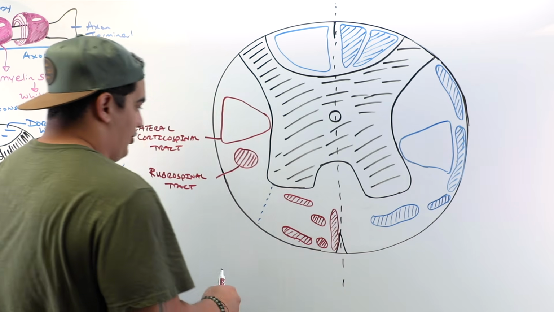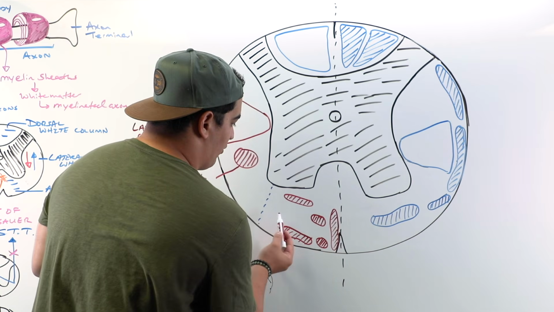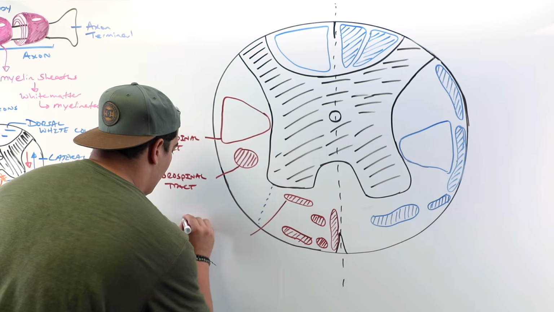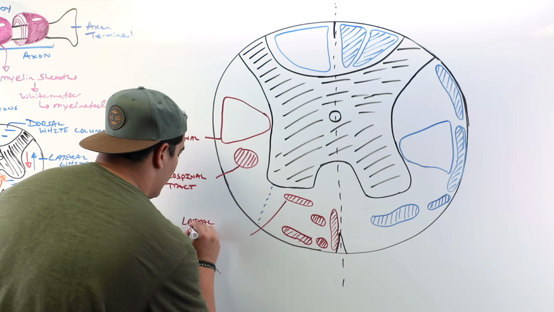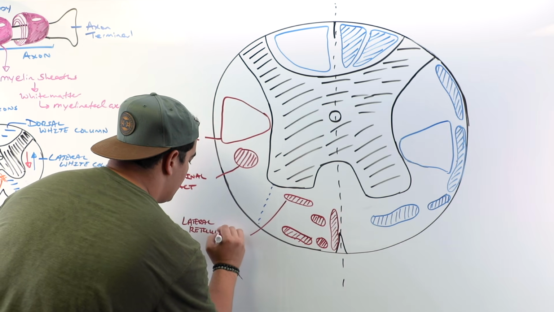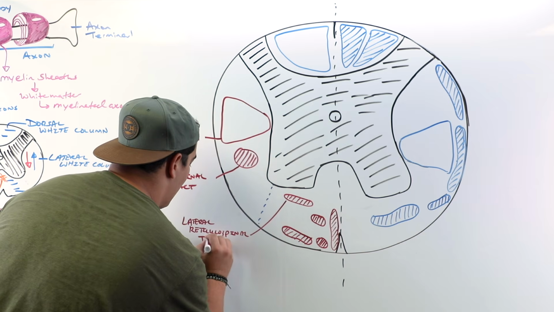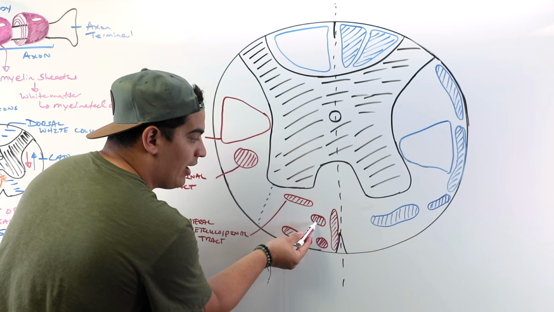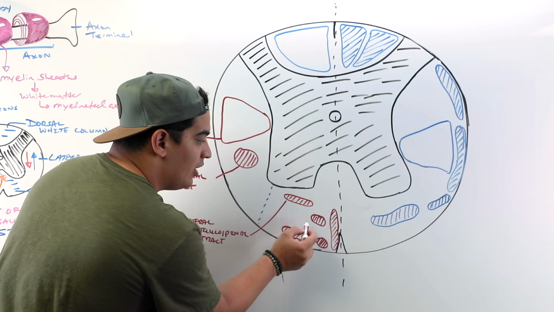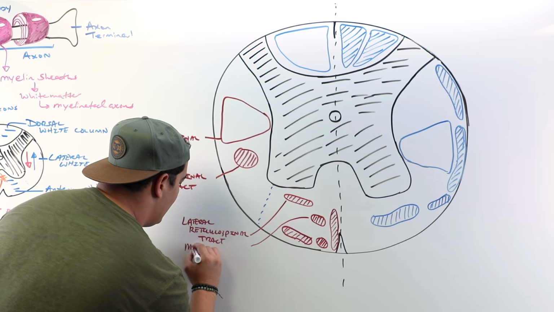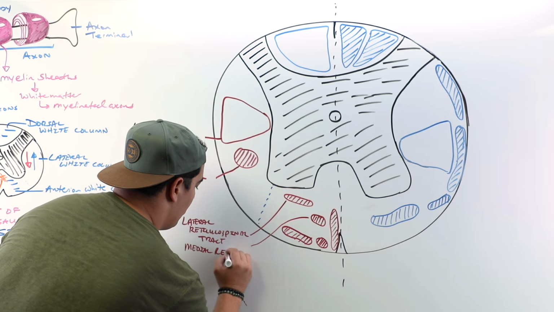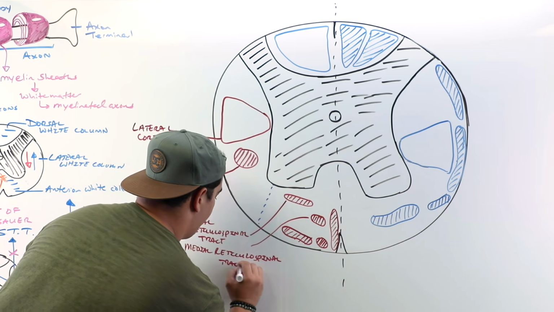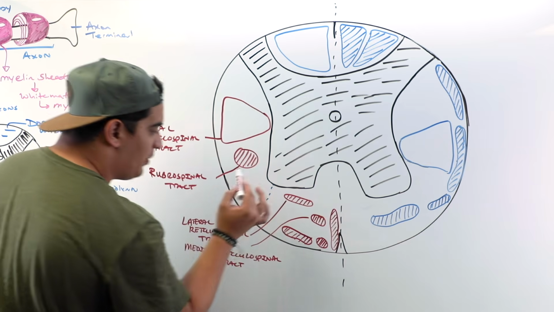These ones are actually very interesting. So let's cover this from lateral inwards. This first one here is called the lateral reticulospinal tract. Then if we move here, this is also a reticulospinal tract, but this one's lateral, this one's medial. So this guy is called the medial reticulospinal tract. Beautiful.